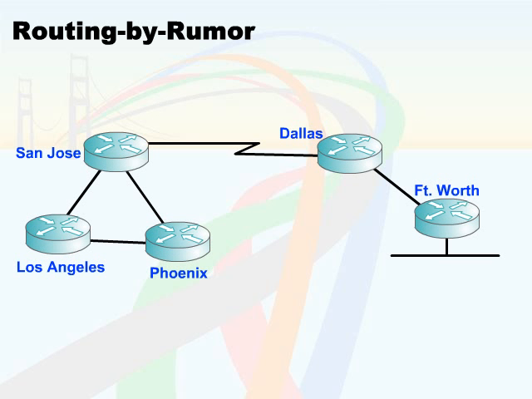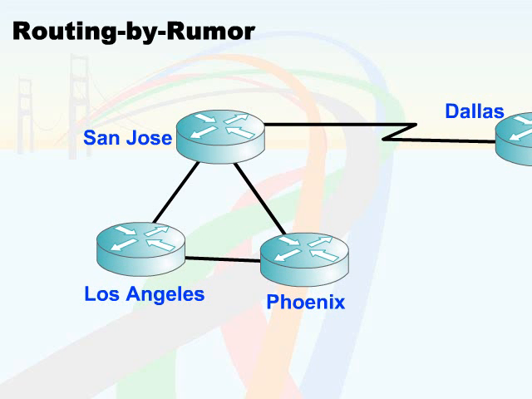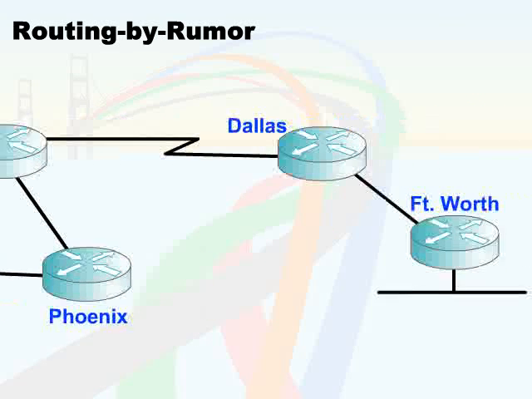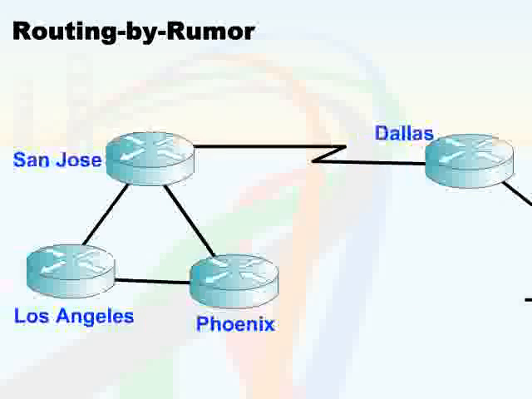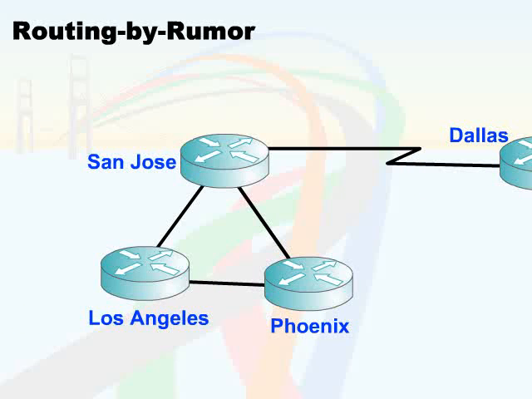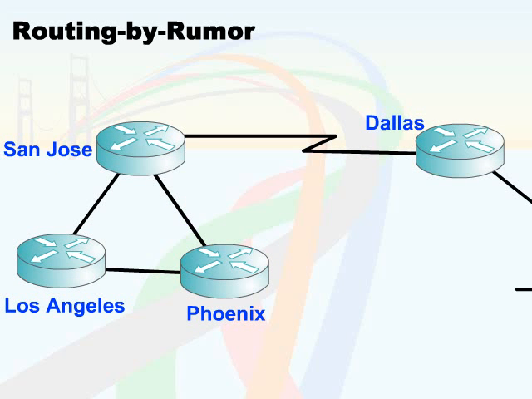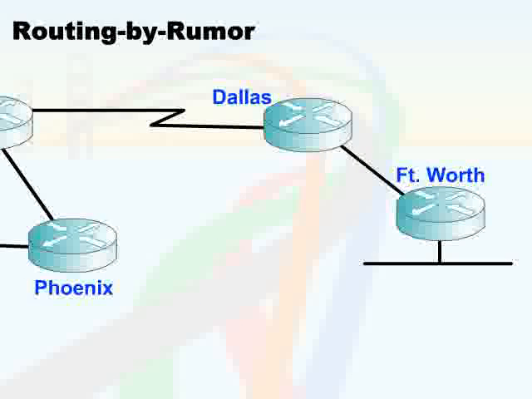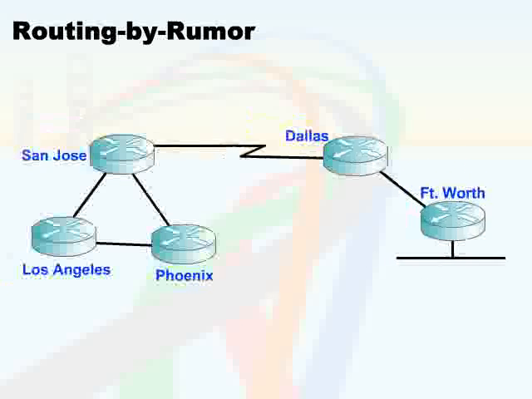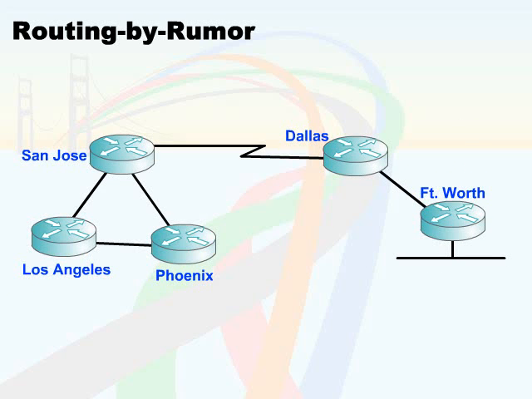In this situation, what we have is a set of 5 routers: Los Angeles, Phoenix, San Jose, Dallas, and Fort Worth. Los Angeles, Phoenix, and San Jose are somewhat redundant, as they do have the capability of sending data directly to each other. We have a wide area connection between San Jose and Dallas. In the local Texas facility, you can see that Dallas and Fort Worth are separate routers.